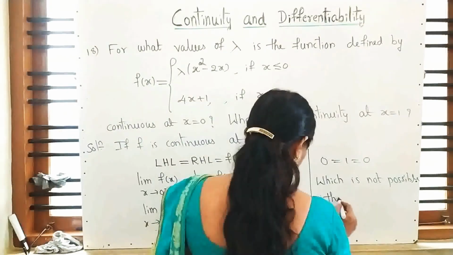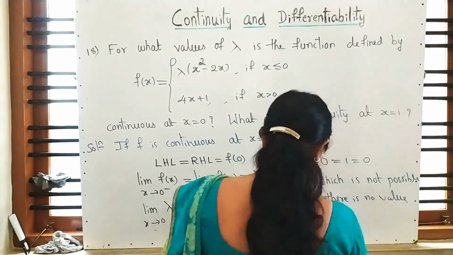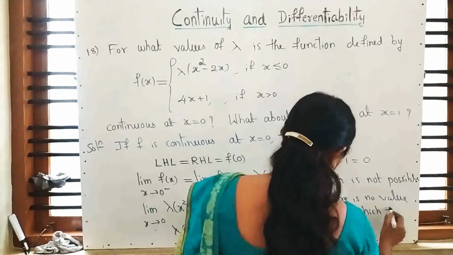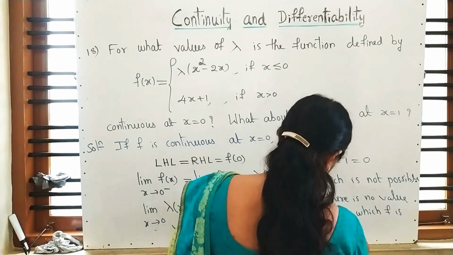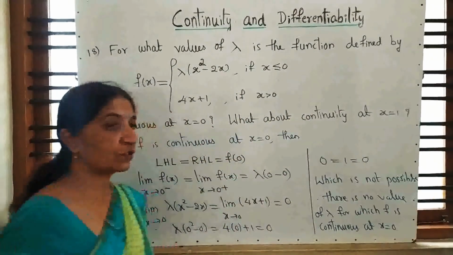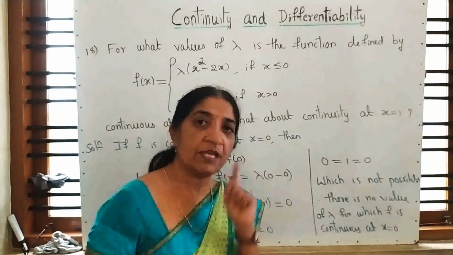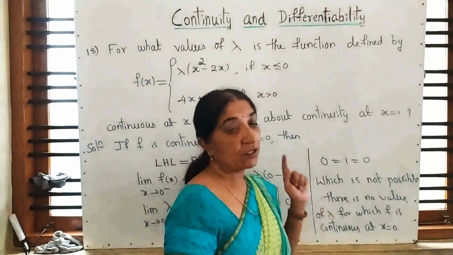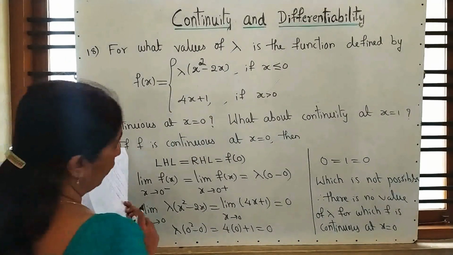Therefore, there is no value of lambda for which f is continuous at x is equal to 0. Please note this, students, because for what value of lambda means in the final answer if the lambda comes then only you can say that. But there is no lambda and these values are also not equal. So that's why it is not continuous. It is not possible, so there is no value for lambda.